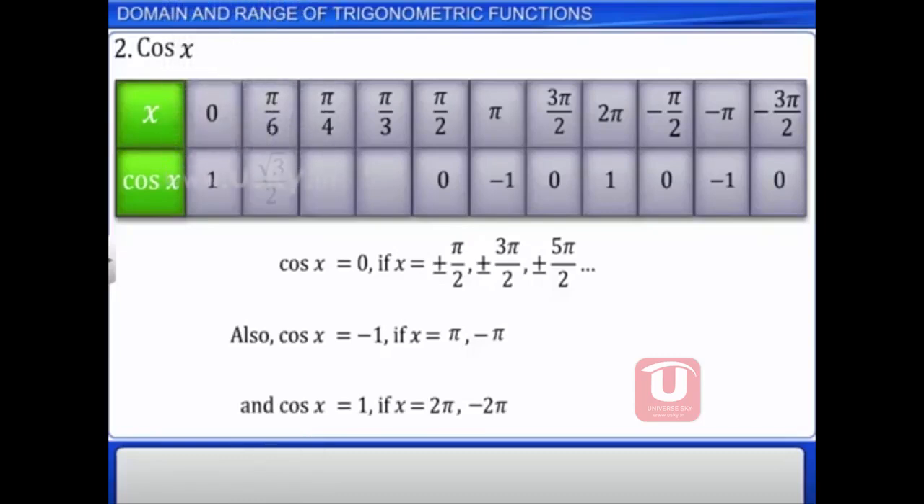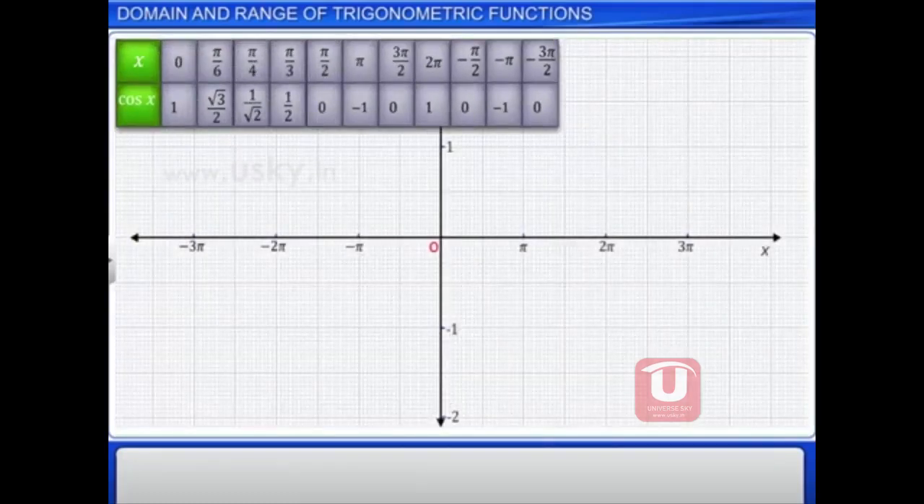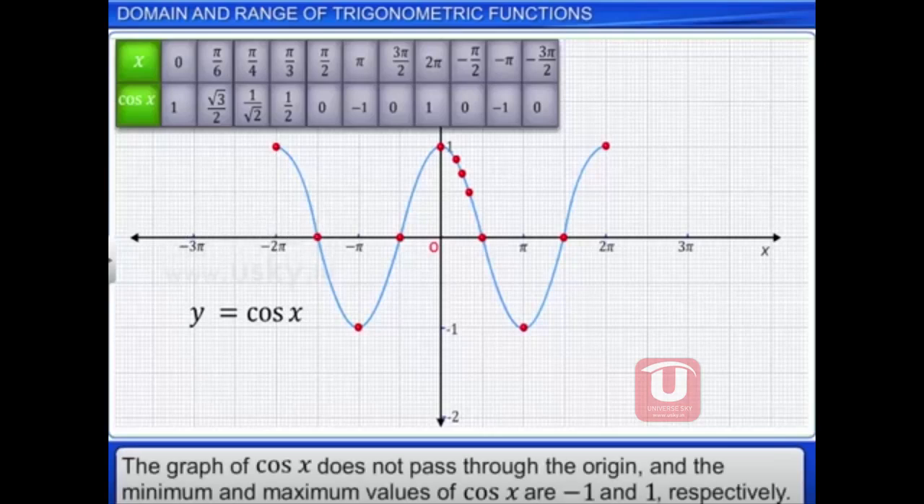Cos pi by 6 is root 3 by 2. Cos pi by 4 is 1 by root 2. And cos pi by 3 is 1 by 2. Now, let us plot the values of x on the x-axis and the corresponding values of cos x on the y-axis. We get the graph as shown. Observe that the graph of cos x does not pass through the origin, and the minimum and maximum values of cos x are -1 and 1, respectively.